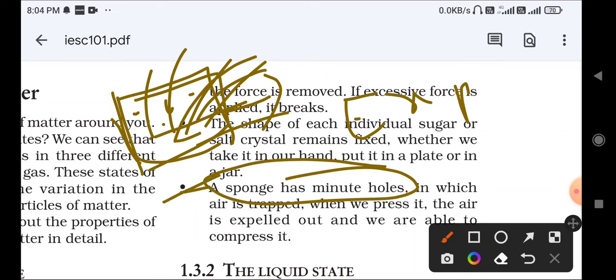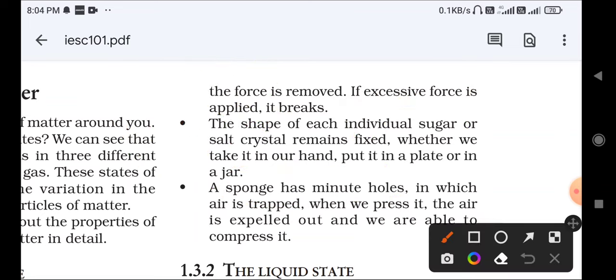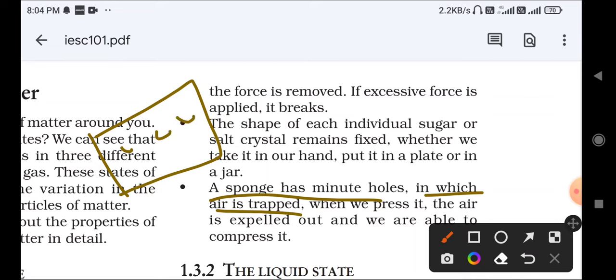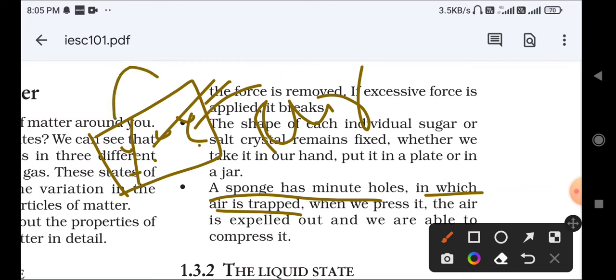Why is it compressing? The sponge has small minute holes in which air is trapped. When we compress it, it will expel the air. Expel means the air will come outside. Due to that only, it will compress. So this is the reason we can compress the sponge. So the sponge is also called a solid.